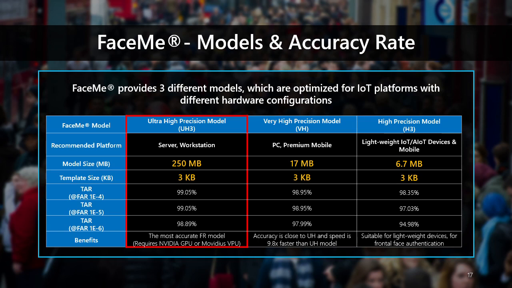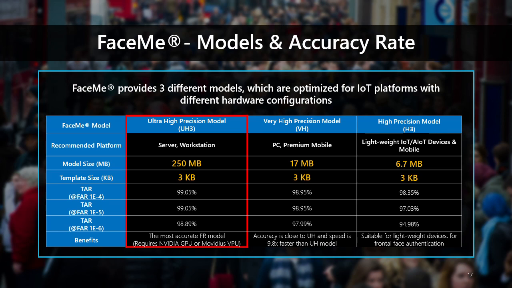And the middle one is called VH, meaning it can run on purely CPU, for example on a regular PC or a premium higher-end mobile device. And the model size is smaller at 70 megabytes. You can see the benefit is the smaller model size, but the accuracy rate is close to the UH model. And the third one is called the H model, the high precision model, that runs on lightweight IoT devices. And the model size is the smallest, while we are sacrificing a little bit on the recognition rate.